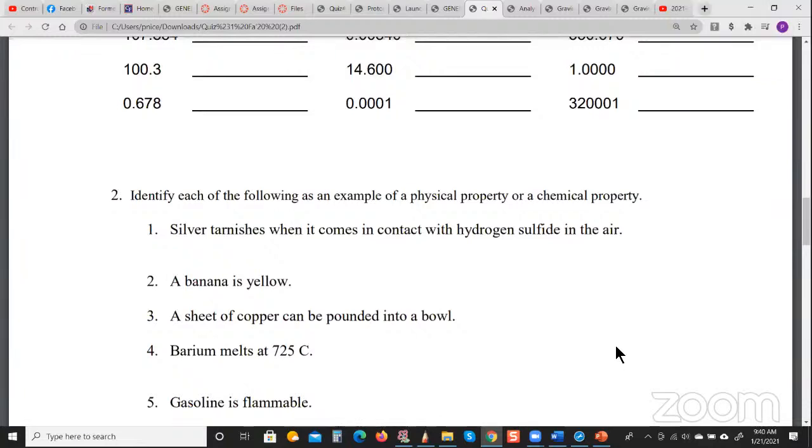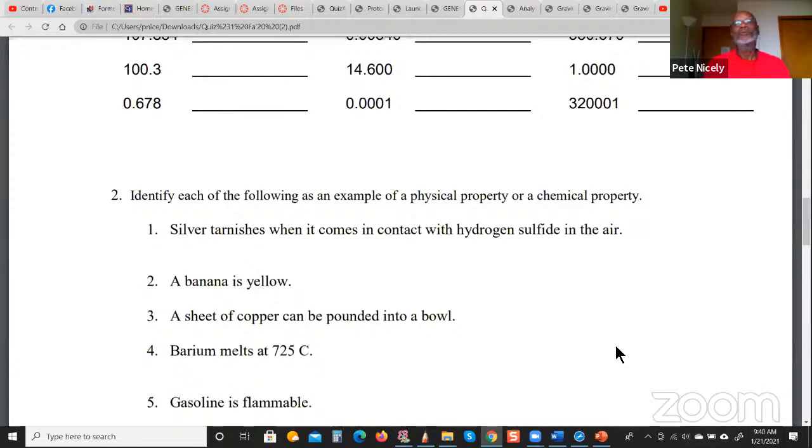Physical? Would not be in agreement. No, chemical, because of the hydrogen sulfide. Right, it tarnishes. Basically, there's a reaction that takes place between the silver and the hydrogen sulfide to form the tarnish. All right. So therefore, that would be a chemical property.